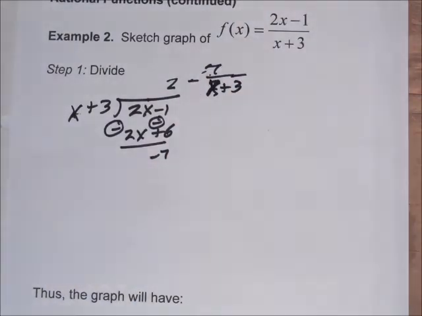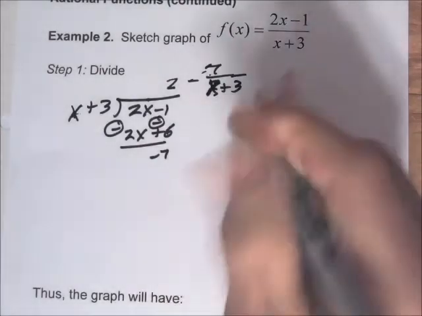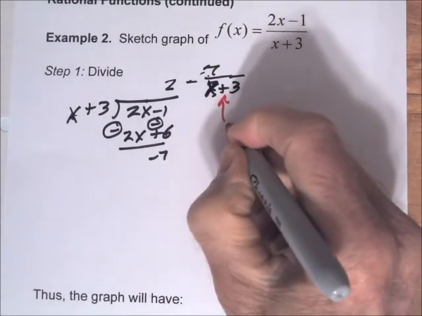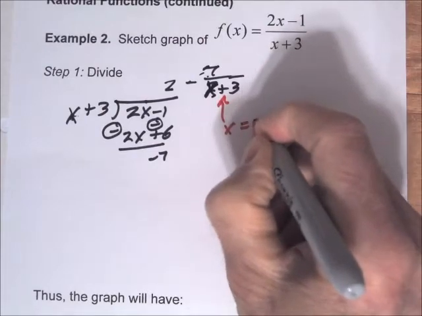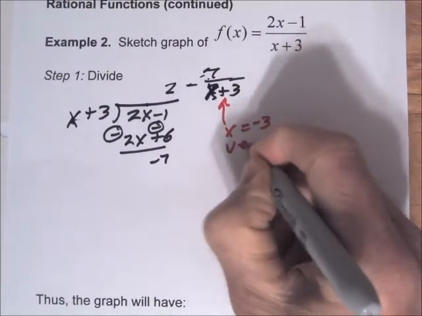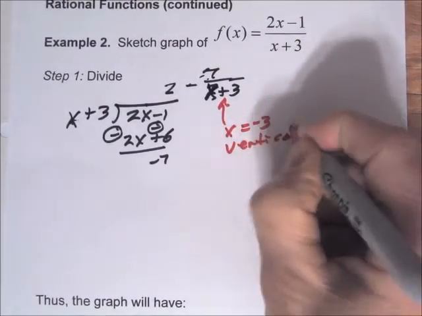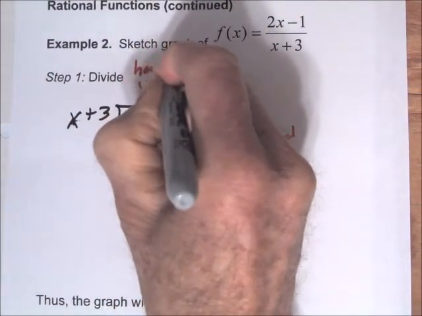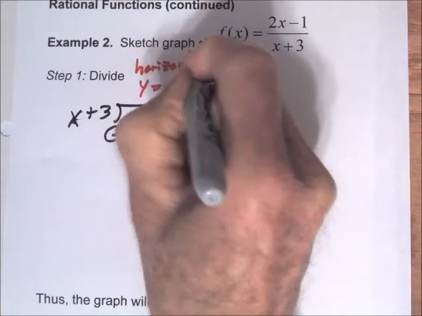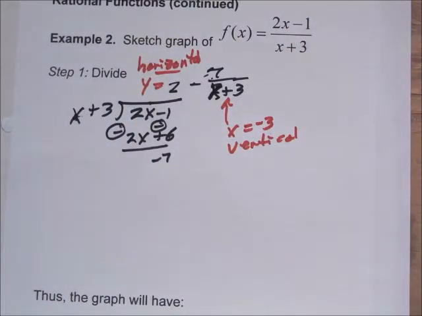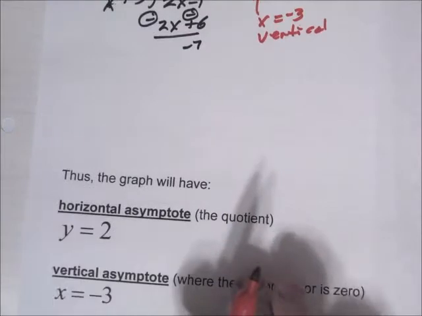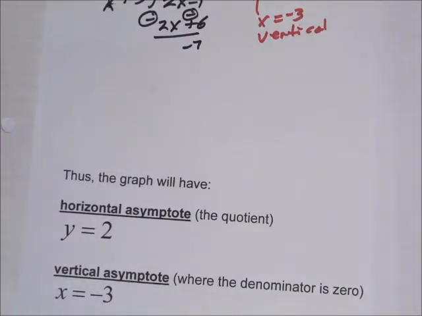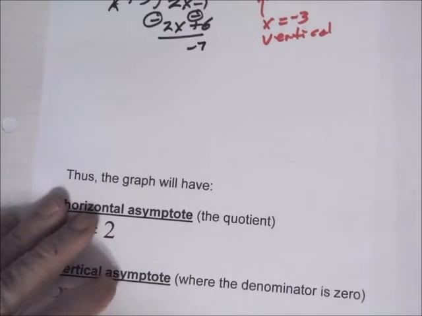Okay, so we have a vertical asymptote, x equal negative 3. That's the vertical. And then the horizontal, this has slope 0, so it's horizontal, it's not slanted. Horizontal asymptote y equal 2. So those are our two asymptotes. And then we can plot some points and sketch the graph.